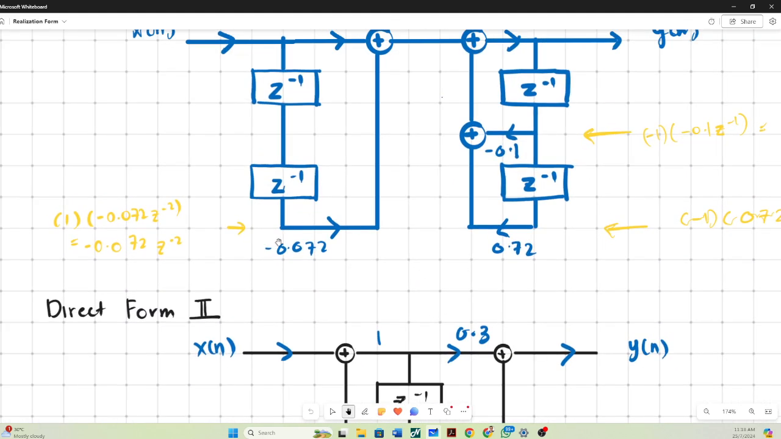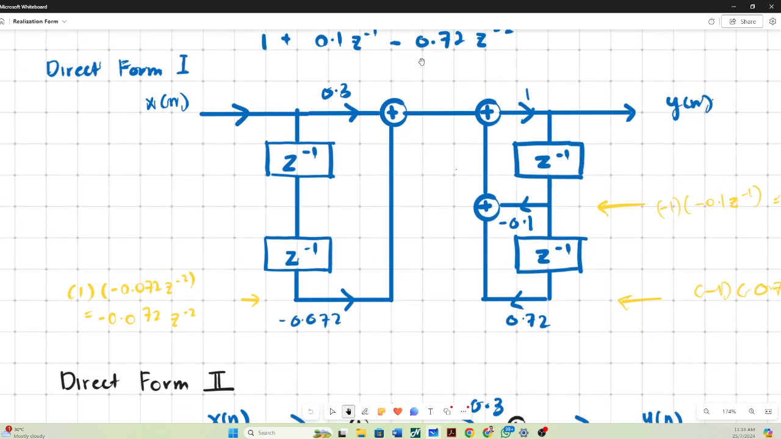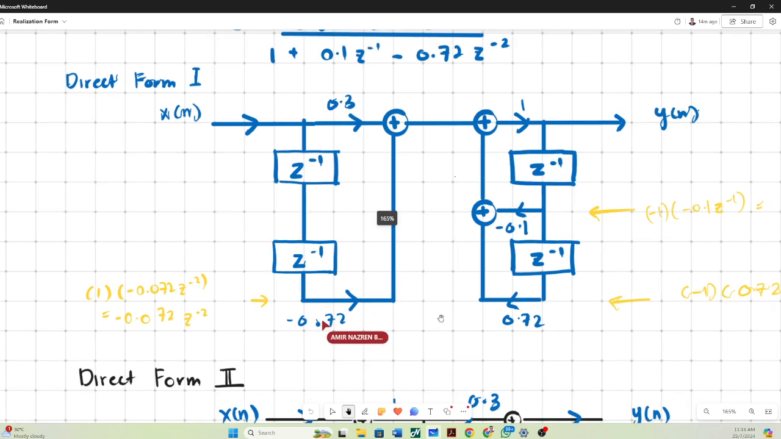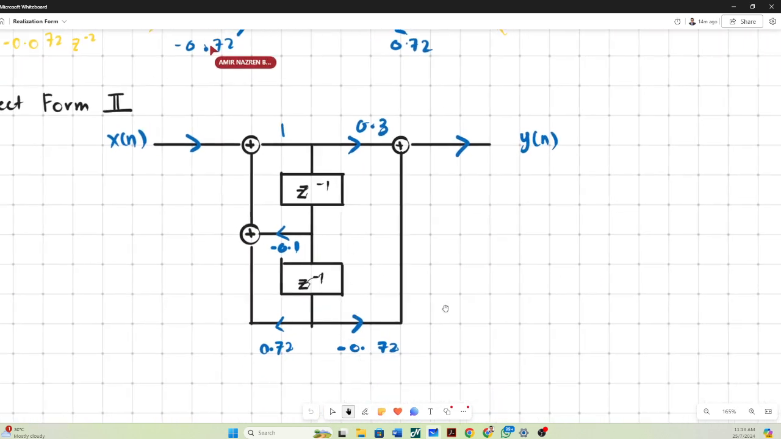And then last but not least, the amplitude for the X z^-2 is minus 0.07. Okay, the 0.07 here becomes minus 0.07 here.